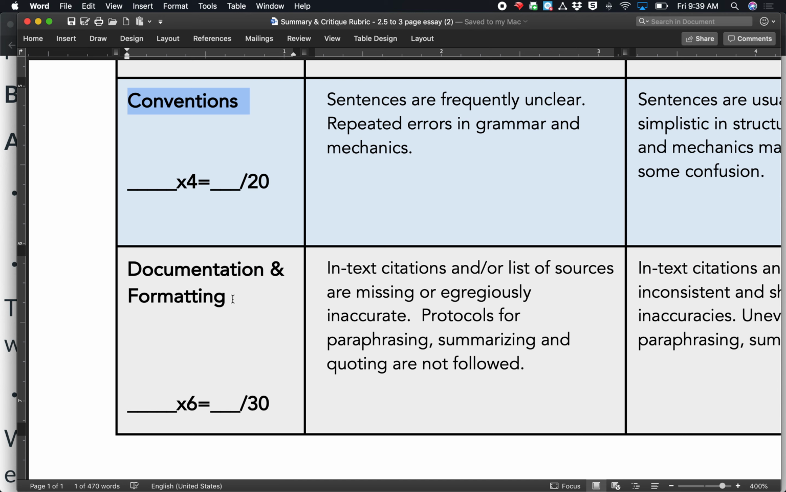And then documentation and formatting. You just need to make your essay, let's see, you need to put in a proper works cited page. You need to cite correctly. I'll talk more about citing on Monday.